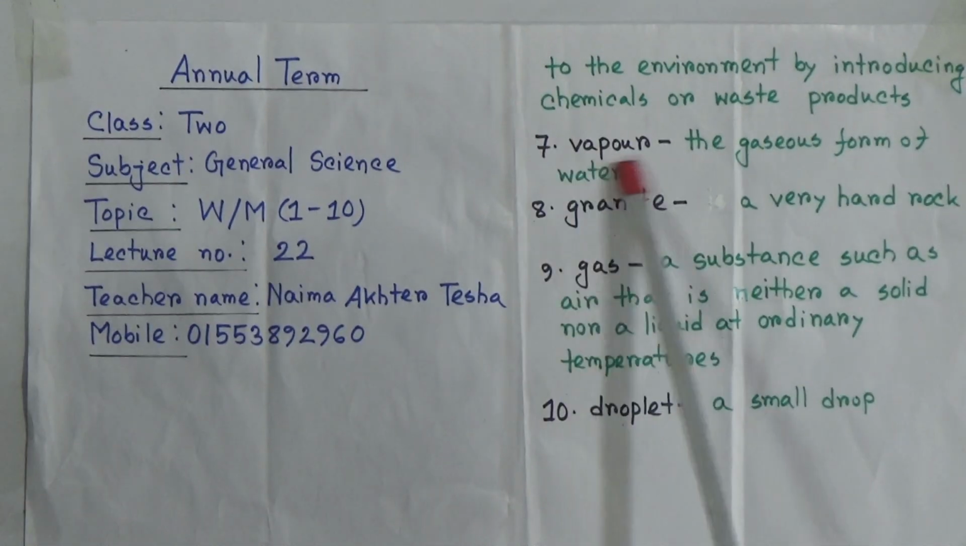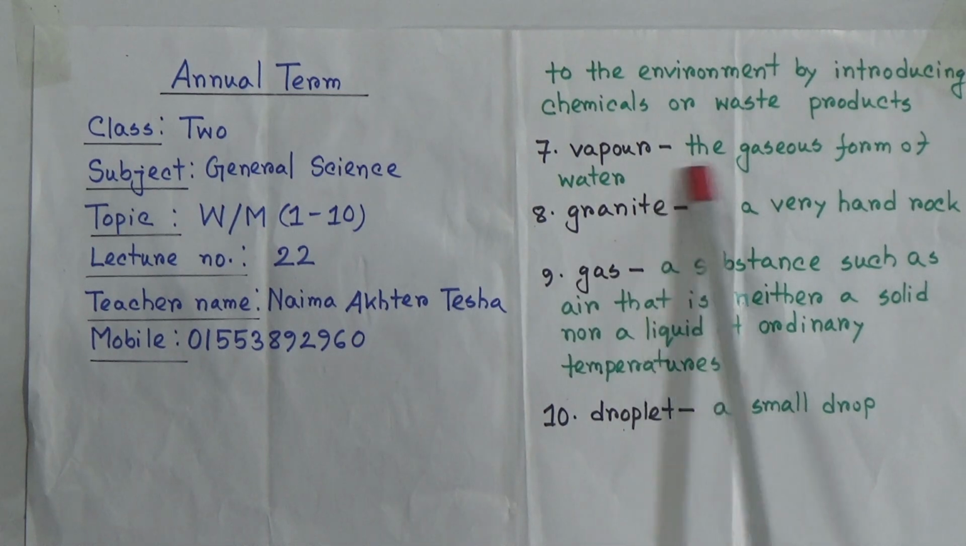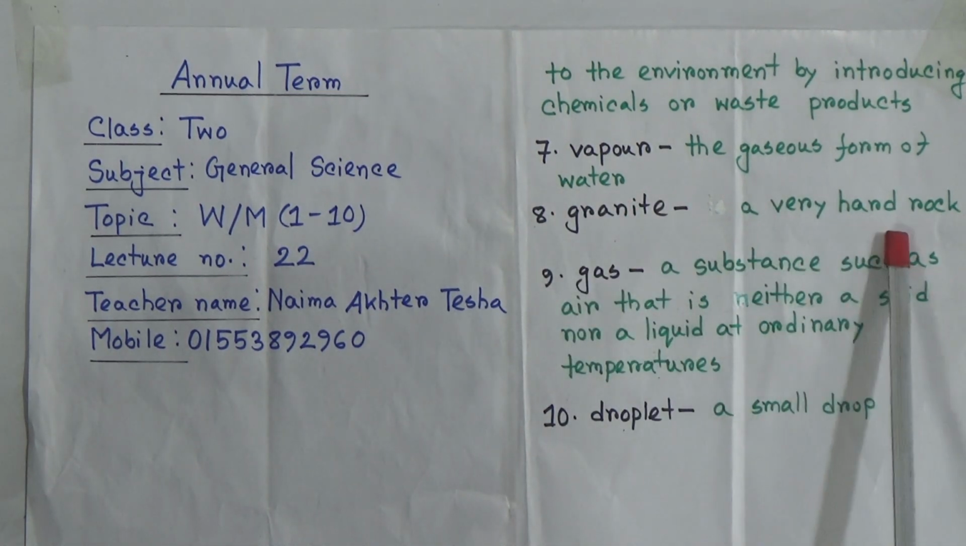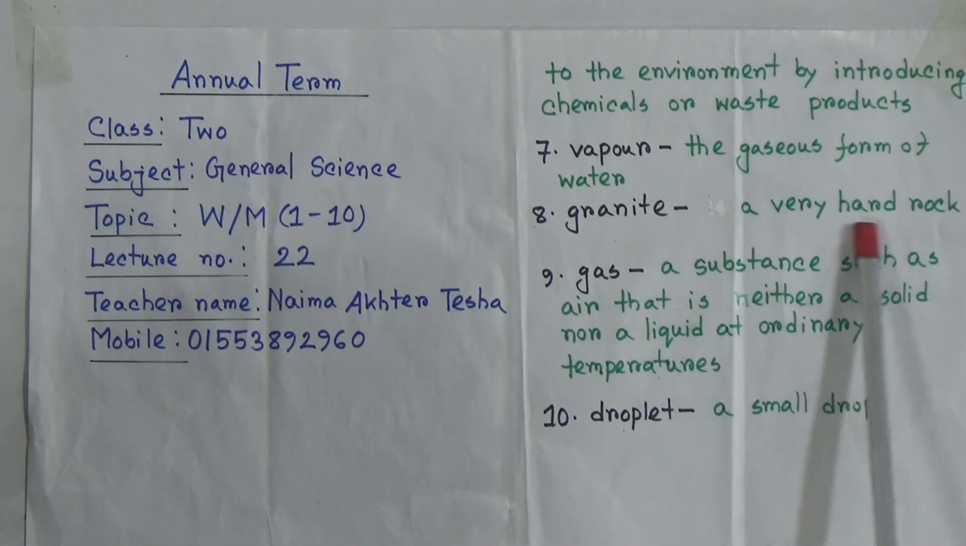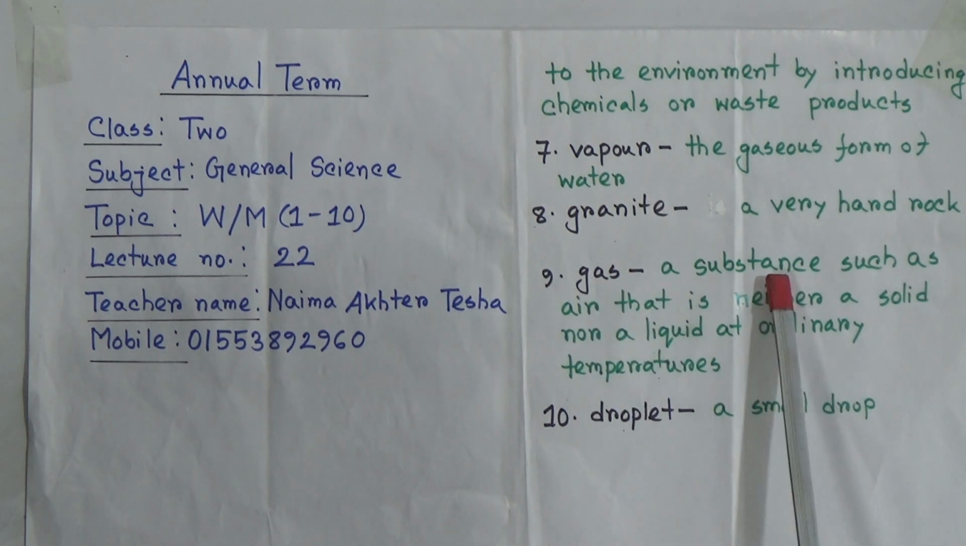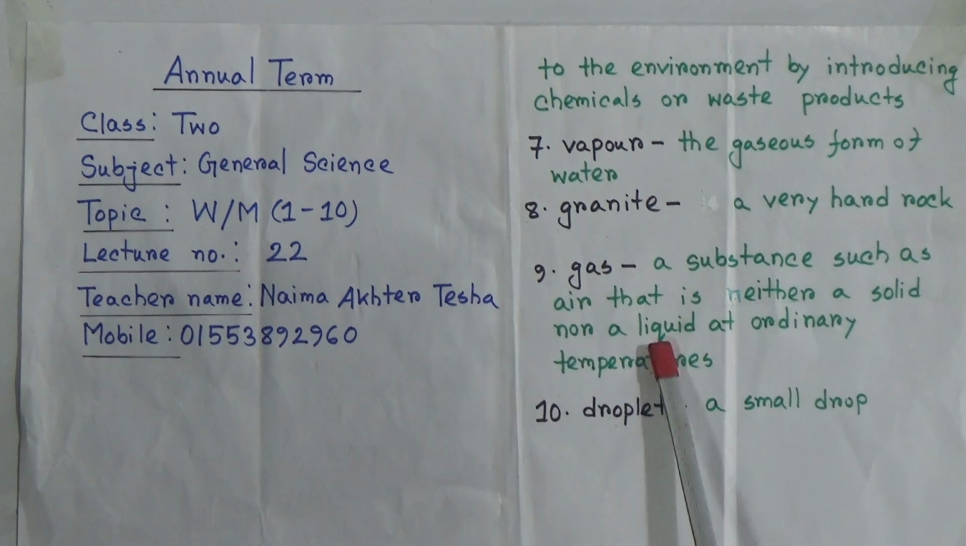Number 7, vapor, the gaseous form of water. Number 8, granite, a very hard rock. Number 9, gas, a substance such as air that is neither a solid nor a liquid at ordinary temperatures.